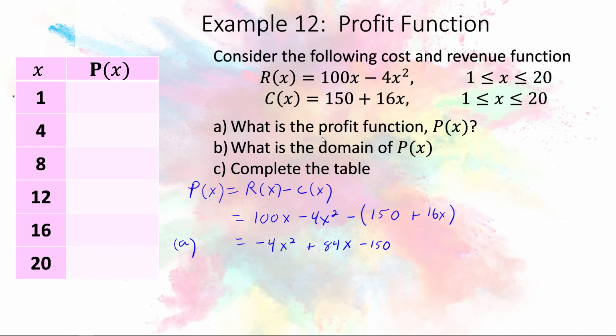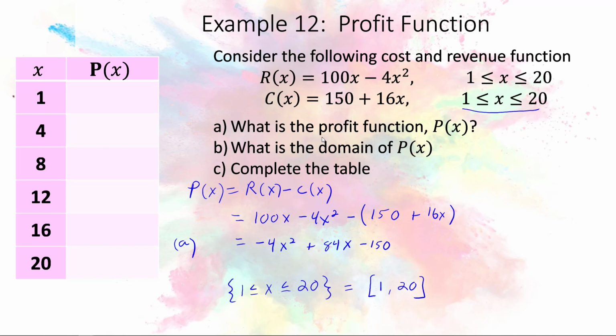Okay, what is the domain of the profit function? Since the domain of the revenue function is from 1 to 20, and the domain of the cost function is the same, the domain for the profit function is going to be all values of x between 1 and 20. And of course, in interval notation, that will be the closed interval between 1 and 20.